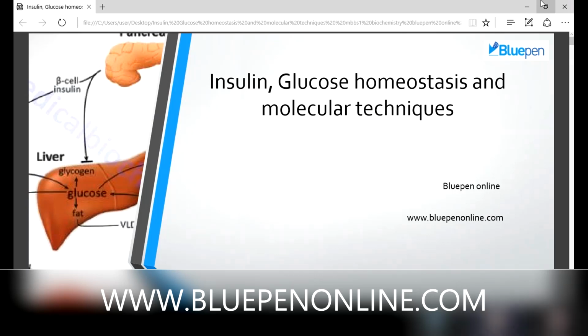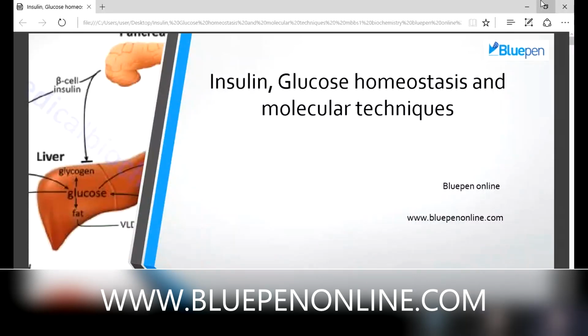What is the normal level of fasting? It is 70 to 110 milligram per dl. Almost all parameters are expressed in milligram per dl except protein. Protein is present in grams. All other biochemical parameters are expressed in milligram per dl.